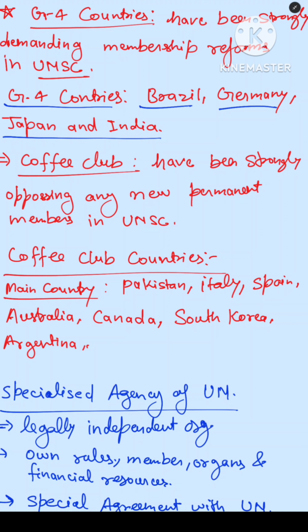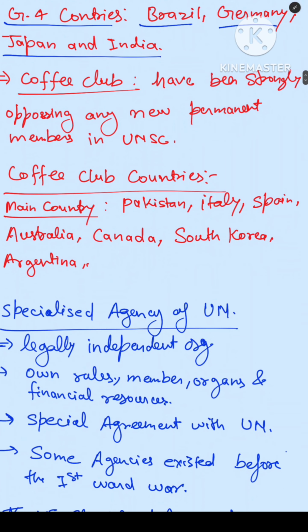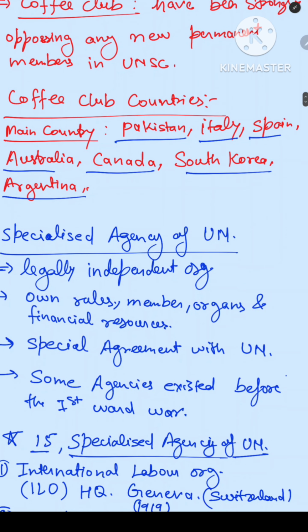And another group name is the Coffee Club. Coffee Club means they are actually opposing any reform related to the Security Council. They do not want any new permanent members in the Security Council. So which are those countries? There are many countries, but we will remember some of the important names. Obviously Pakistan will of course oppose India's membership in a permanent seat. If they are not able to reach the Security Council, at least they can oppose India. So that's why Pakistan is one of the members, and Italy again, and then Spain, and then Australia, Canada, South Korea and Argentina. These are important countries of the Coffee Club.